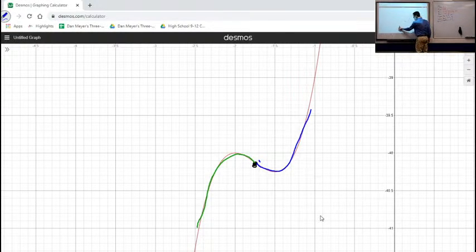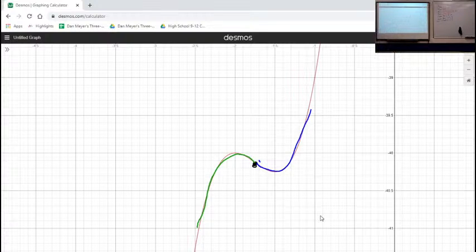So we're increasing less and less, and then we hit our maximum, and then we start decreasing, and we decrease a little more and a little more, and then, inflection point. And after that, we're still decreasing, but now we're decreasing a little bit less because now we're concave up. Decreasing a little bit less, hit our minimum, start increasing more and more and more.